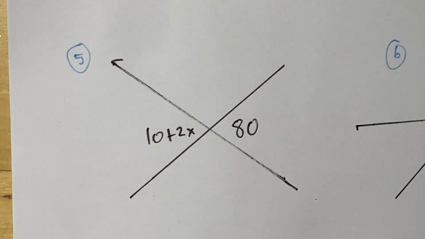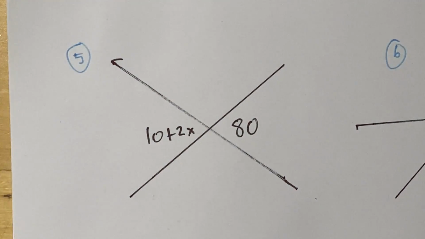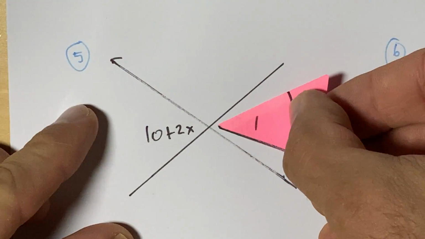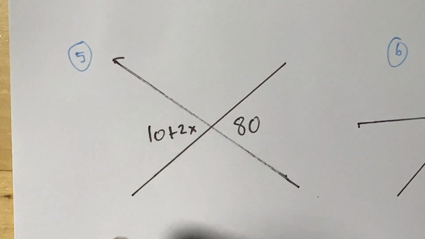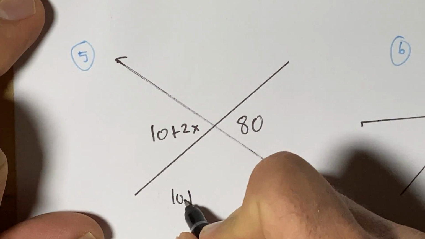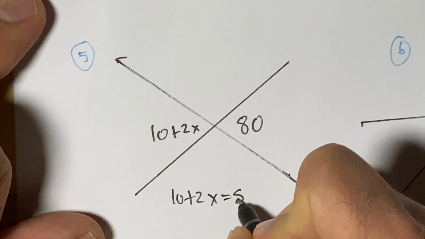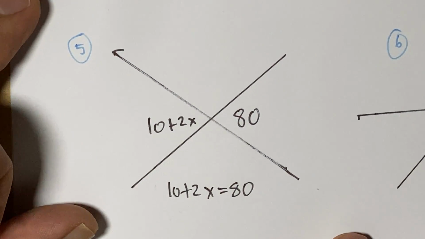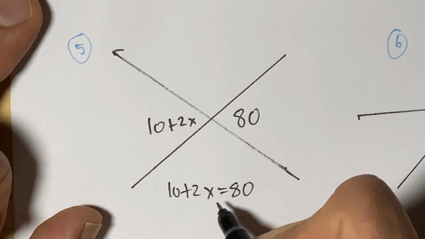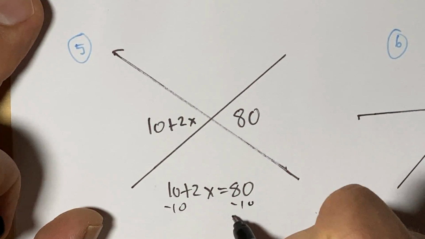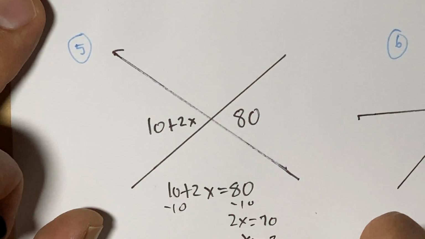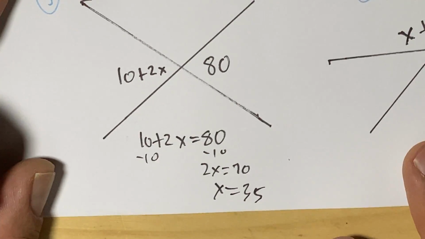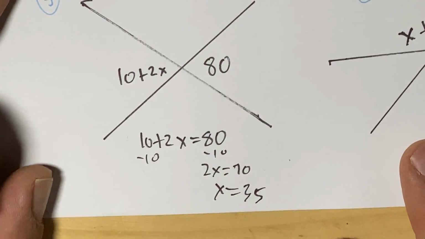Okay, then we ask ourselves, what kind of angles are these? If you watch the attached video, we learn how vertical angles are the same angle, they flip over. And so these are always equal. So 10 plus 2x will equal 80. We will then subtract 10 from both sides. 2x equals 70. x will equal 35. So hopefully you tried this before looking at the video.